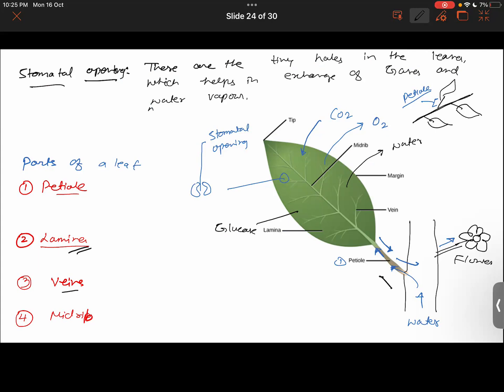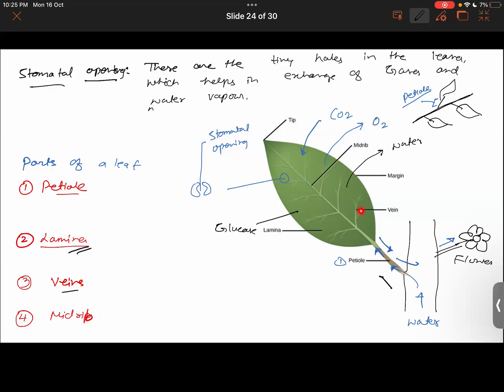Look here. Whatever minerals are coming from the petiole will be reaching each part of the leaf by this vein. Try to understand it. First, this is our petiole. Then inside the leaf, it becomes the midrib, and from this midrib arise different veins. So the midrib is nothing but the continuation of the petiole inside the leaf, and the veins will be carrying the water and minerals.